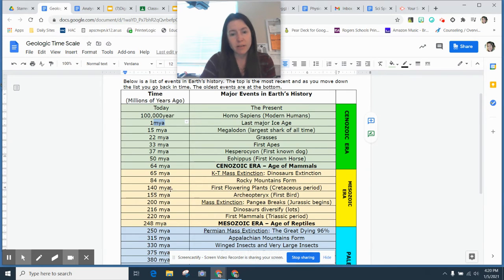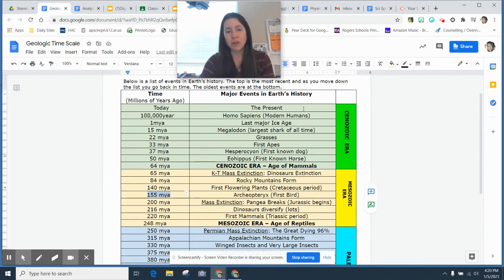So let's go to 50 million years ago. There is evidence of the first known horse. And then if we go down to 155 million years ago is the first known bird. So based on this time scale, birds were here on Earth before horses were.